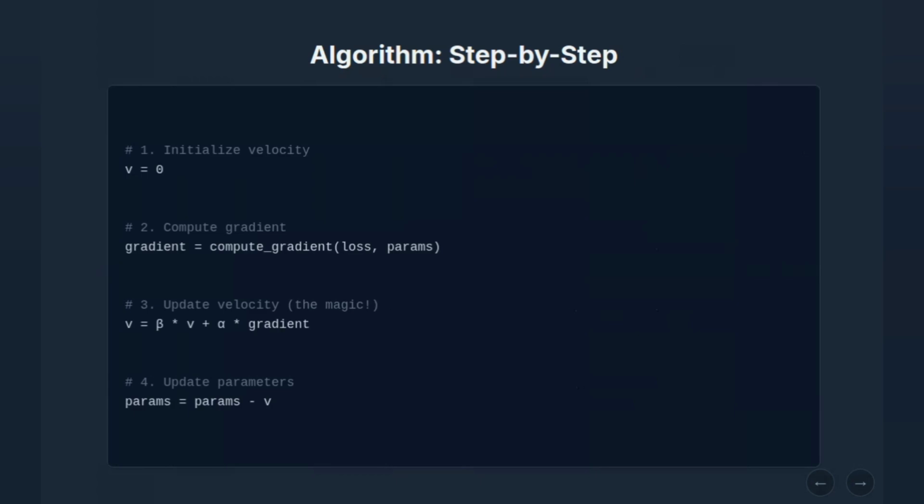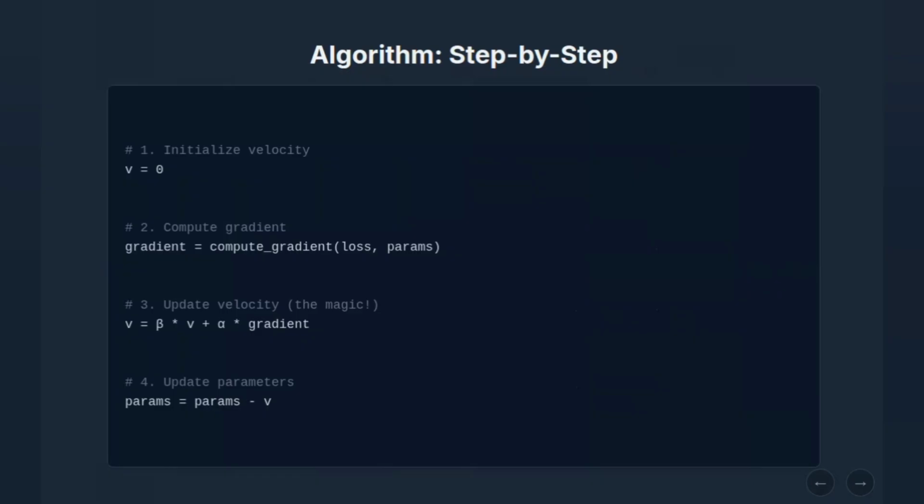Let me break down exactly how momentum-based gradient descent works step by step. Step 1. Initialize our velocity vector to 0. This will accumulate our momentum. Step 2. For each iteration, compute the gradient of our loss function with respect to current parameters. Step 3. Update velocity using the momentum formula. This is where the magic happens. Notice how we're combining the previous velocity scaled by beta with the current gradient scaled by learning rate.